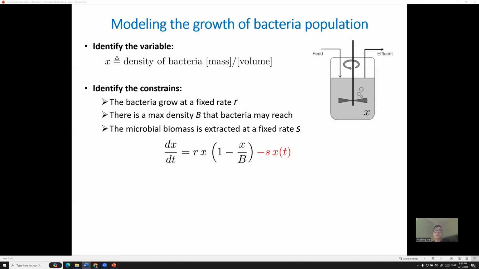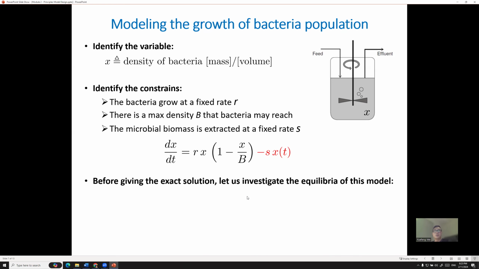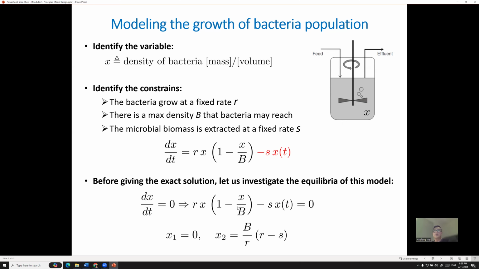In this case, it's very easy. If we set this equal to 0, we can solve the polynomial. We actually get two solutions, because this is a quadratic equation. One is x1 equal to 0. Another one is x2 equal to this.